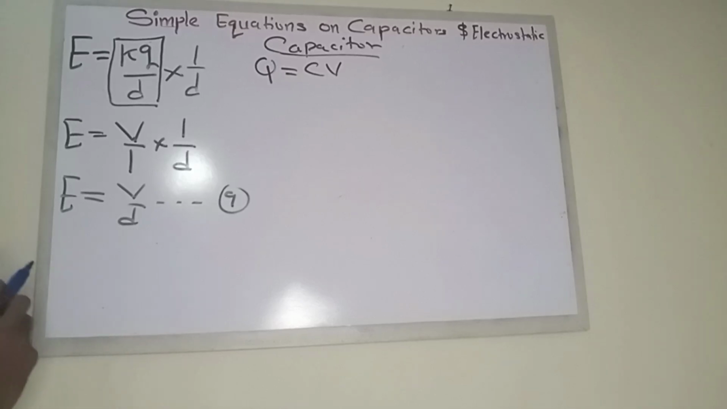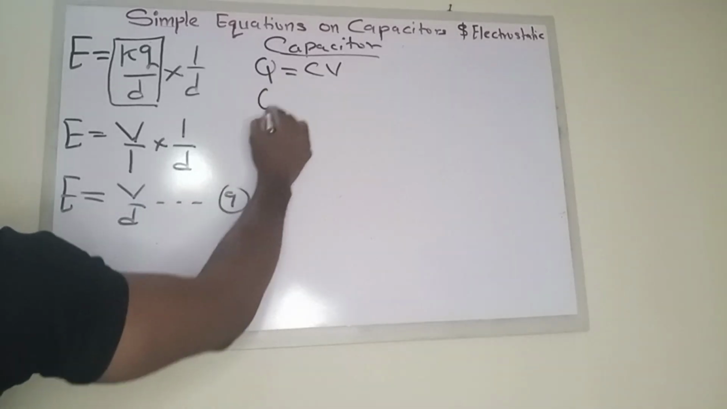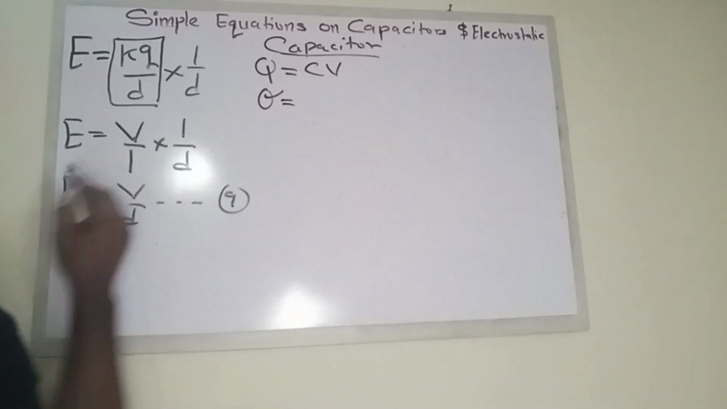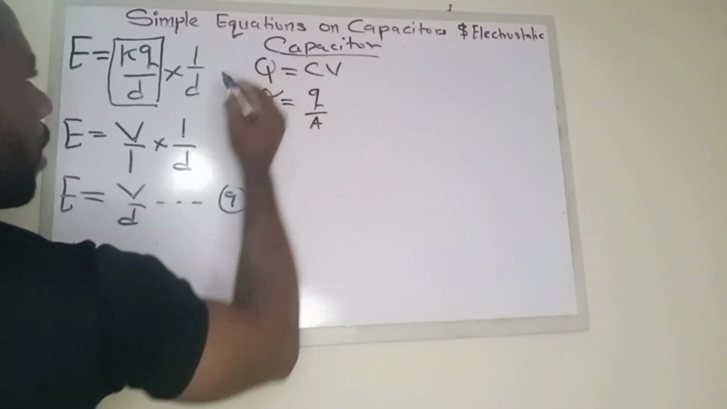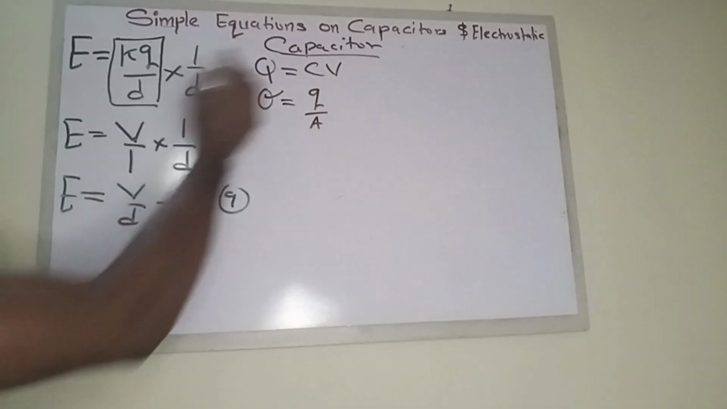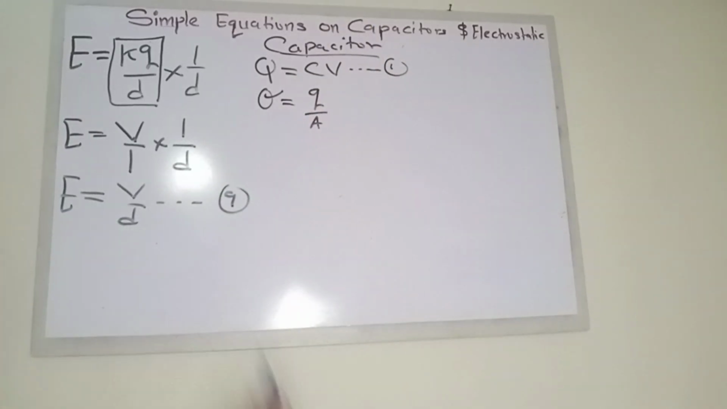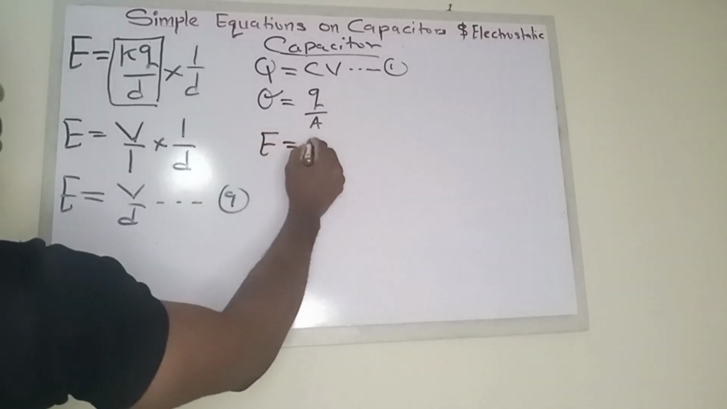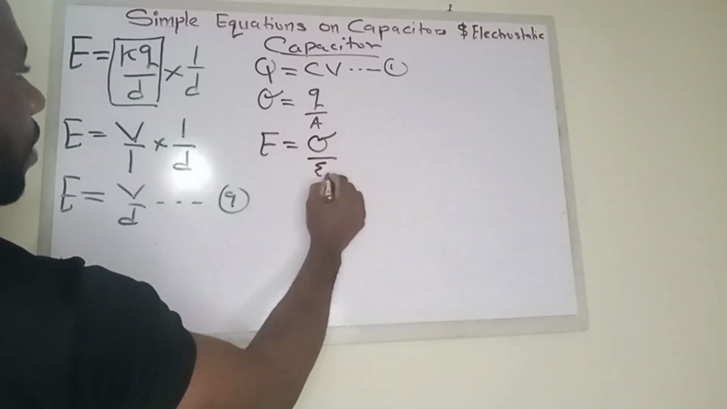Then we have a formula for the surface density, which is equal to charge over area. Please let's take note of this. Let's call this equation 1, because it is under the capacitor. We can now relate it to the electrostatics which we have been discussing: electric intensity E is equal to surface density over permittivity naught.